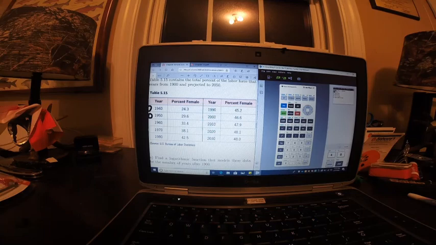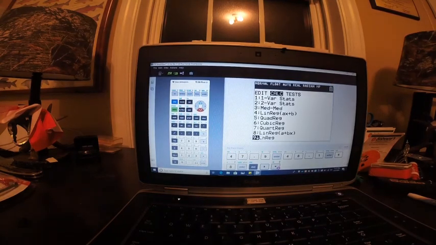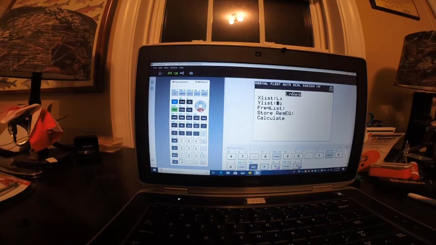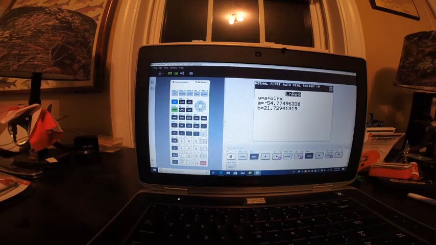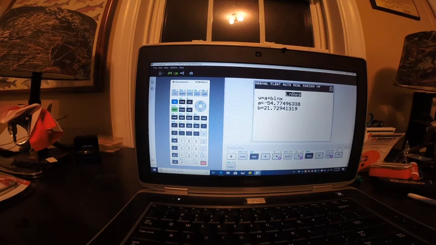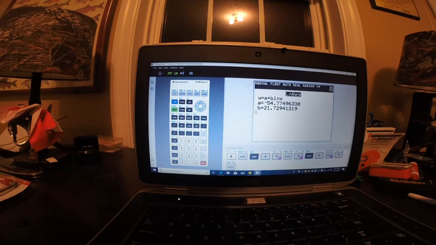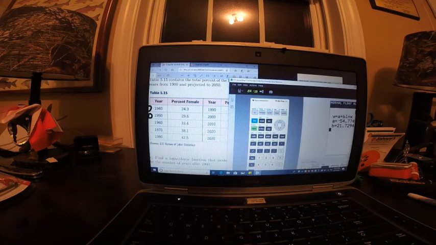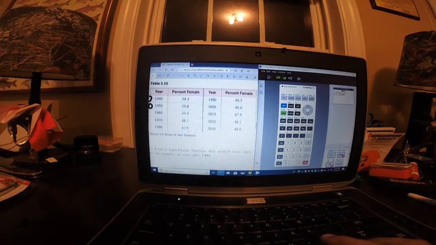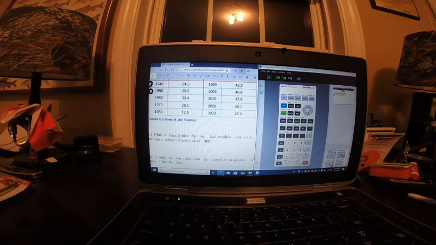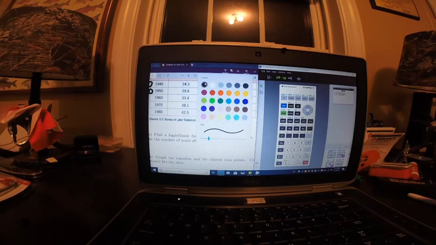So we're going to go stat, calc, and scroll down to the natural log regression, just like we've been doing. Now I'm going to save it once again in my y1, so I'm going to go vars, yvars, function, y1, and hit calculate. It tells me that my function here is y equals a plus b natural log of x, where a is negative 54.77 and b is 21.73.